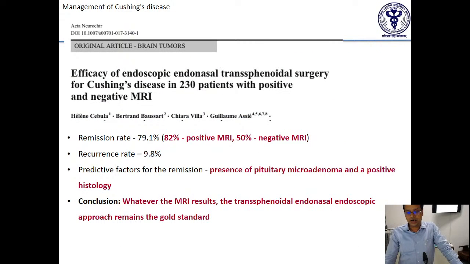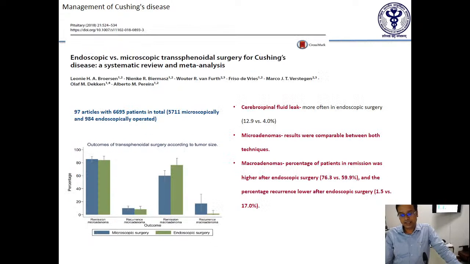So this is a literature which shows the importance of preoperative neuroradiology. If we can diagnose, if we can localize the tumor preoperatively in MRI, then the success of remission increases up to 82%, but if it is not diagnosed, then it is 50%. So this is very important, but whatever the MRI result, we should always go for surgery because this is the primary mode of therapy. This is a meta-analysis published in 2018, which emphasizes our findings that endoscopic surgery gives a better result for remission than microscopic surgery.